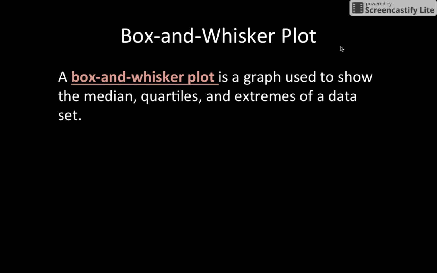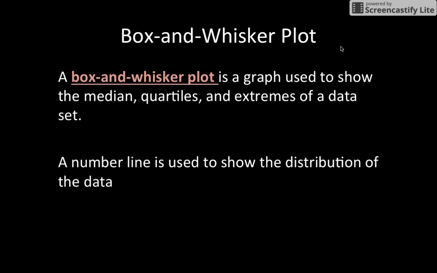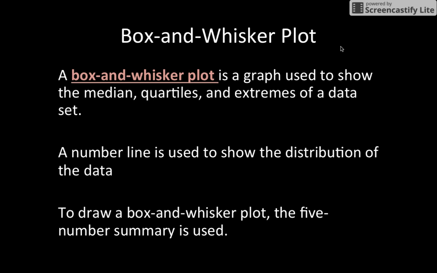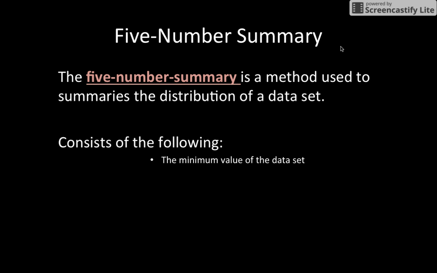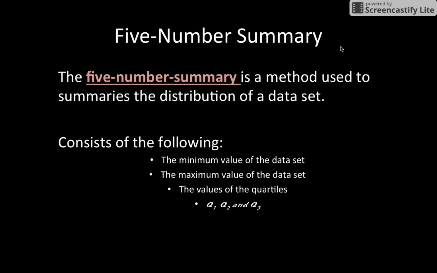A box and whisker plot is a graph used to show the median, quartiles, and extremes of a data set. A number line is used to show the distribution. And to draw the box and whisker plot, you can use the 5-number summary. The 5-number summary is a method used to summarize the distribution of a data set. It consists of your minimum, your maximum, and your quartiles Q1, Q2, and Q3.